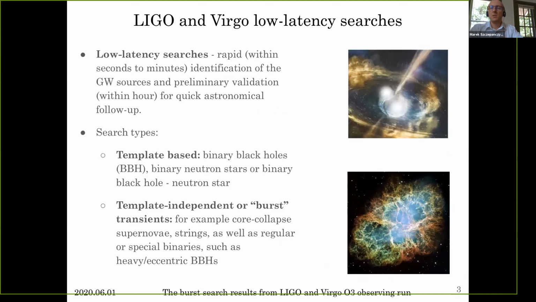Low latency analysis is a rapid identification of gravitational wave sources and quick validation for astronomical follow-up. We have 2 types of searches. First is template-based, when we know exactly what we are searching for, like binary black holes and binary neutron stars. And template-independent, or we call them burst transients. Typical examples are core collapse supernovae or strings, as well as some very unusual binaries, like very heavy or very eccentric binary black holes.